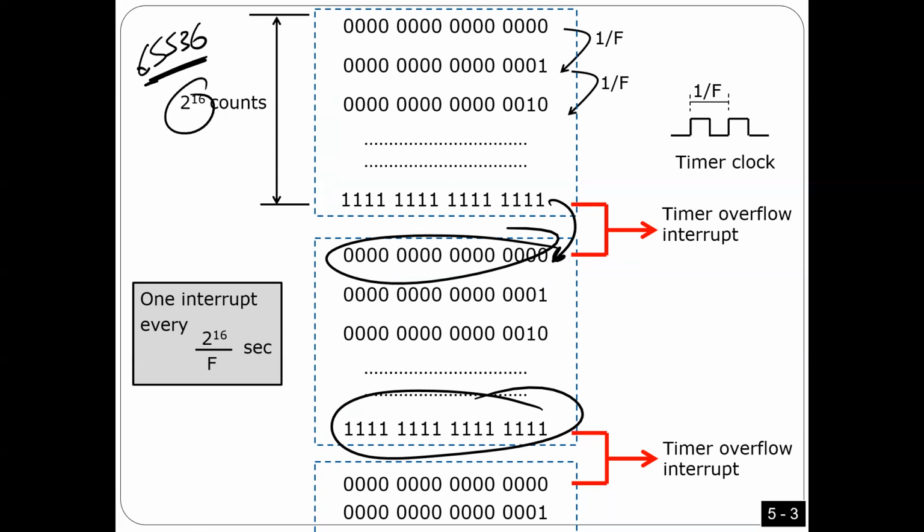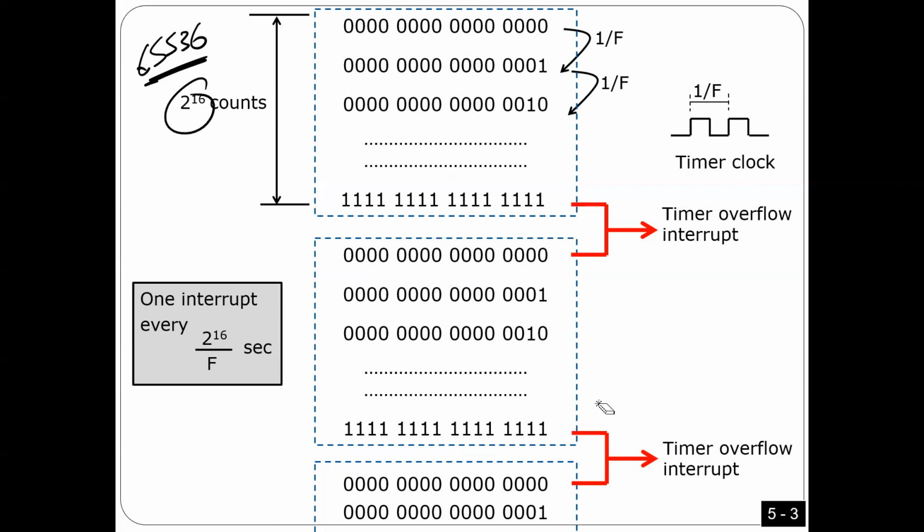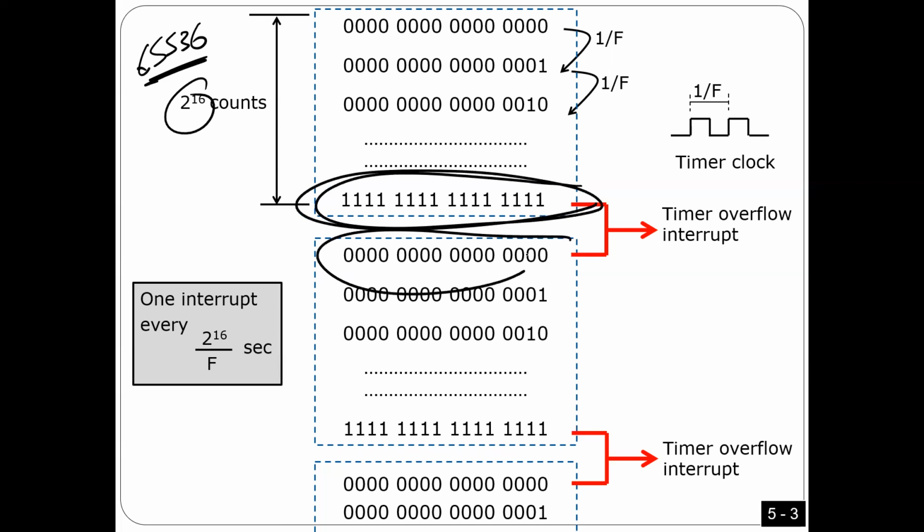And the way it counts is you need a clock. And for every cycle of the clock, it's going to be incremented by 1. Is that okay? Not only that, look here, guys. Every time the counter rolls from 1, 1, 1 to 0, 0, as you see here, it is going to trigger an interrupt. What we call the overflow interrupt.